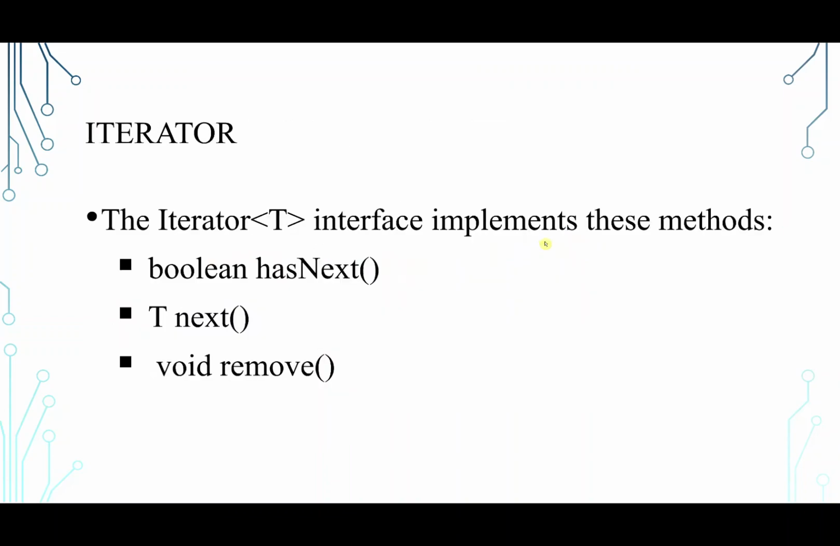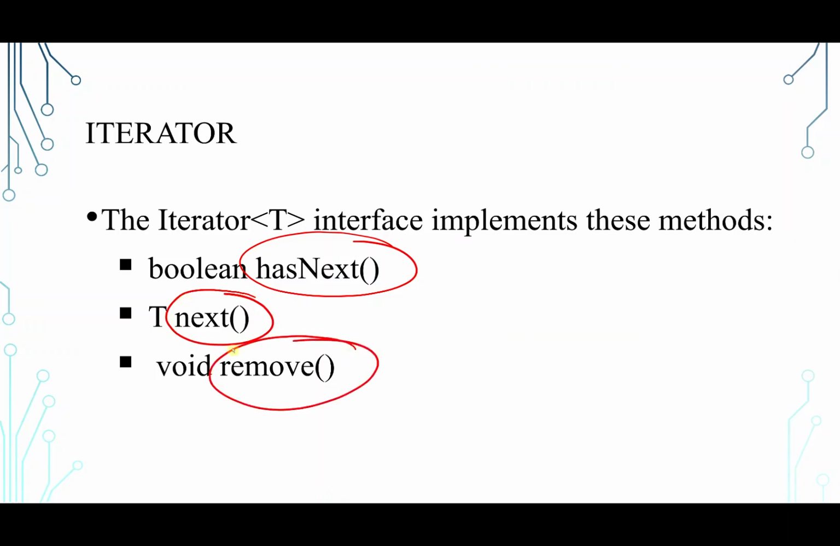So the iterator is an interface. The iterator interface implements these methods, and these are the most important methods. hasNext checks if there is a next valid node. And next itself accesses that next node. Remove is removing the current node.